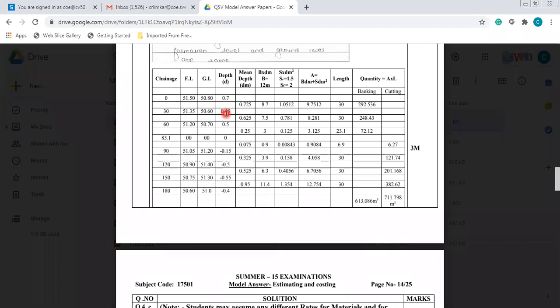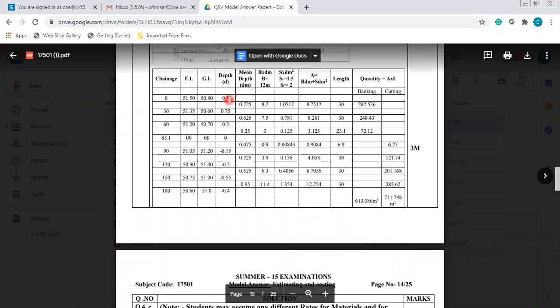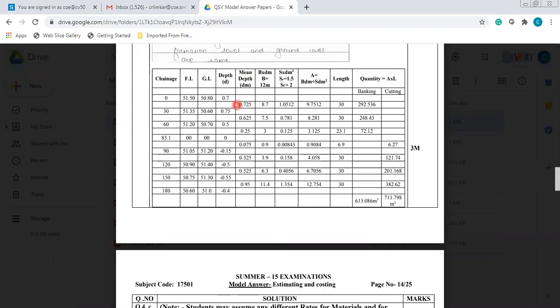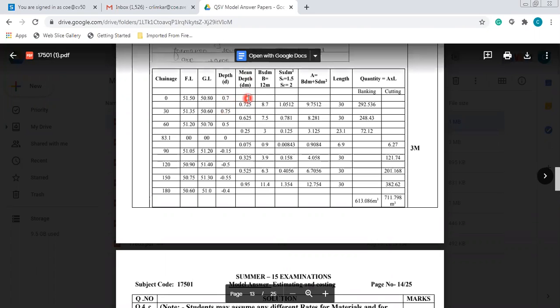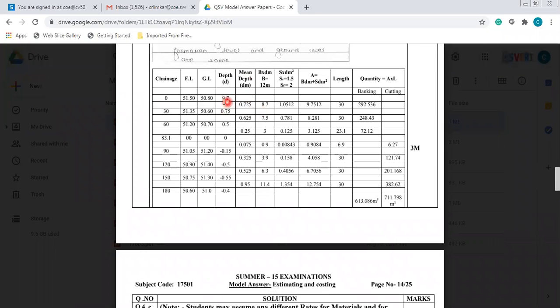How are we going to calculate the mean depth in the case of the mid-sectional area method? So we calculate the mean depth as 0 and 0.7. Here there will be no mean depth. In between, the next mean depth will be 0.7 plus 0.725, mean depth 0.725. 0.725 plus 0.5, mean depth 0.625. 0.5 plus 0, mean depth 0.25. 0 plus 0.15, mean depth 0.075.